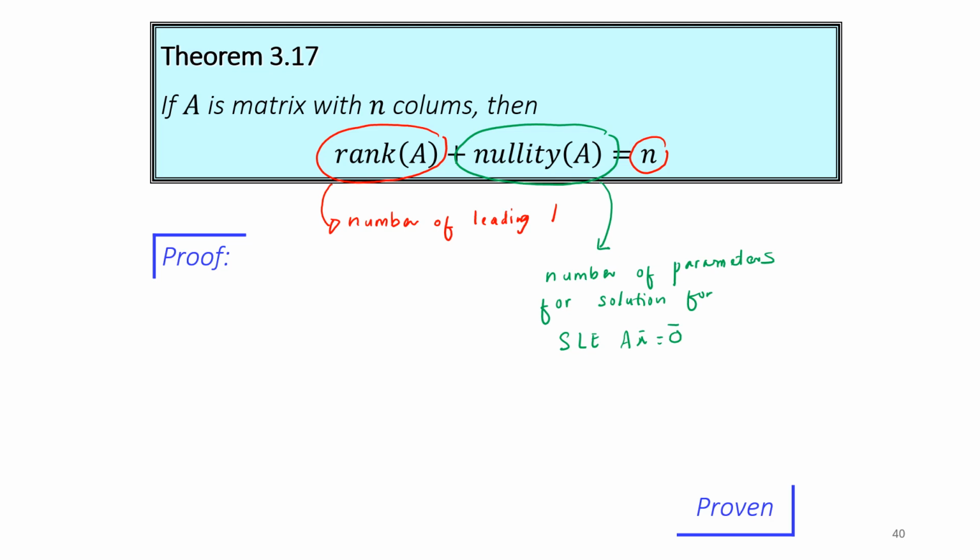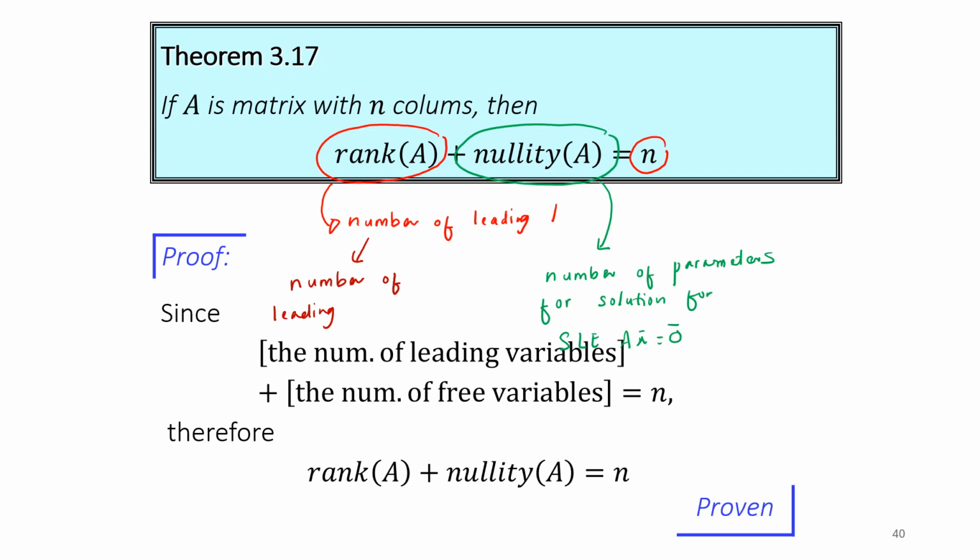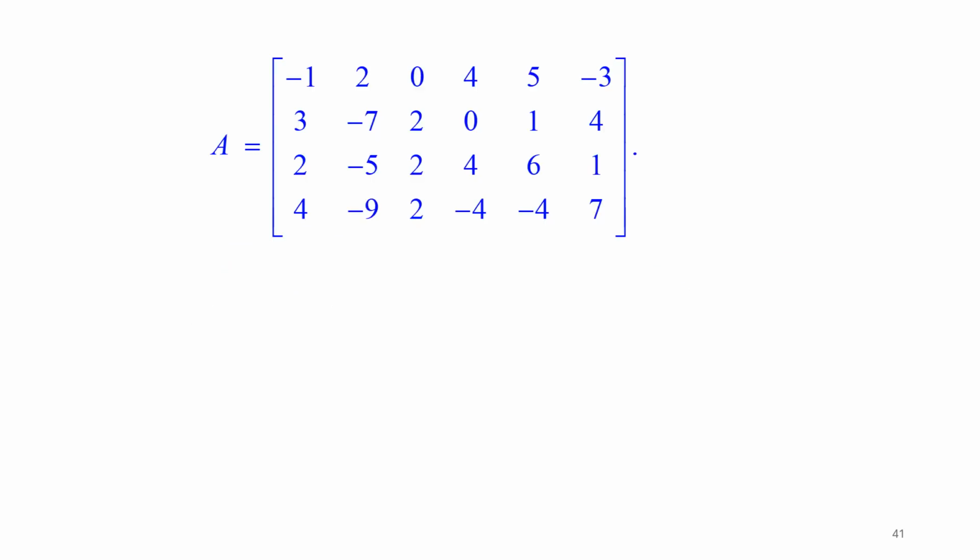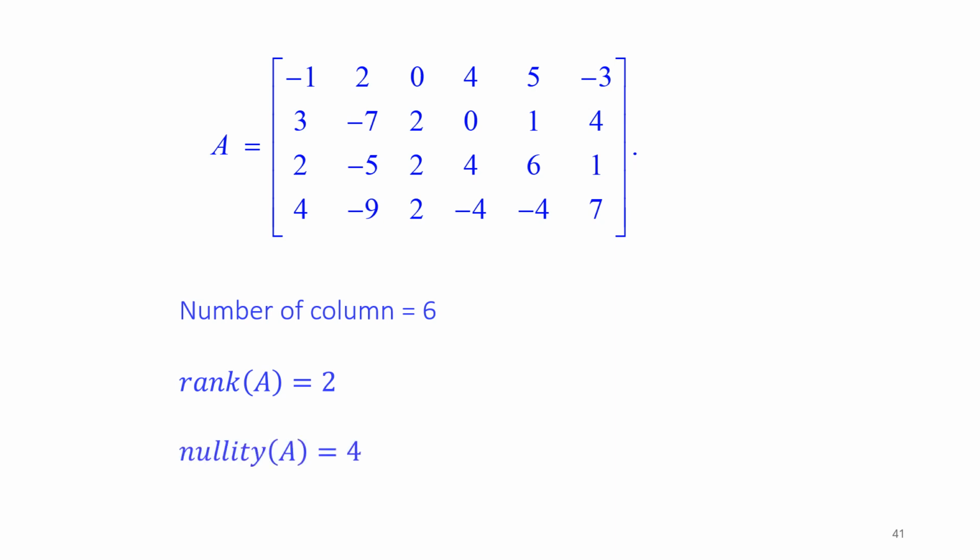And recall that the number of leading ones is equal to the number of leading variables, and the number of parameters is equal to the number of free variables. That is why the number of columns is the summation of the number of leading variables and the number of free variables. For example, this matrix A has 6 columns, and rank of A is 2, and nullity of A is equal to 4, where 6 is equal to 2 plus 4.